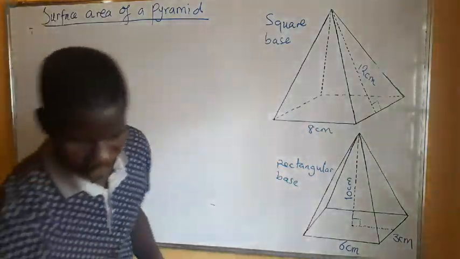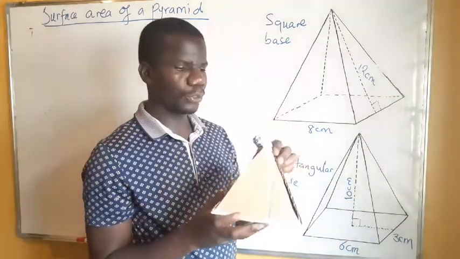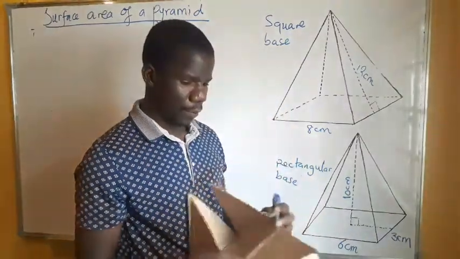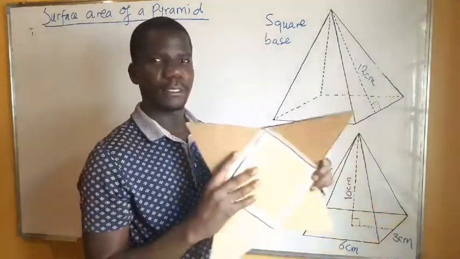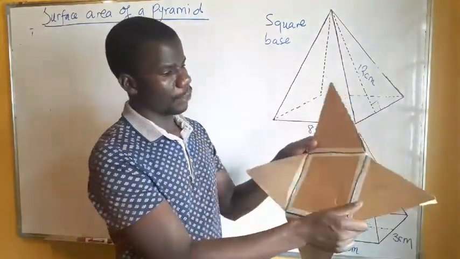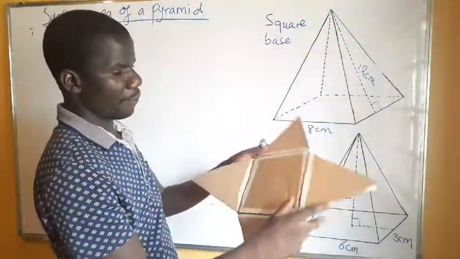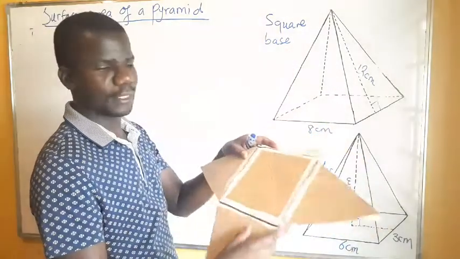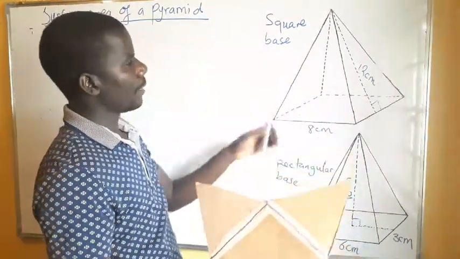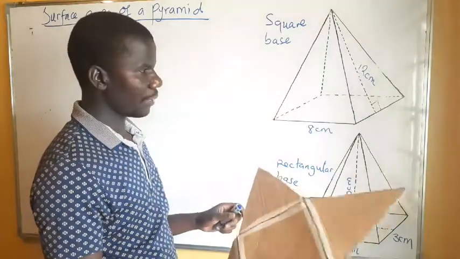Now, please pay attention. From this, I'm going to have it open like this. I hope it's clear. You've seen, this is where this one came from. Now I've opened it, and this is a net. We call this a net of a square-based pyramid. I hope you are going to follow me.